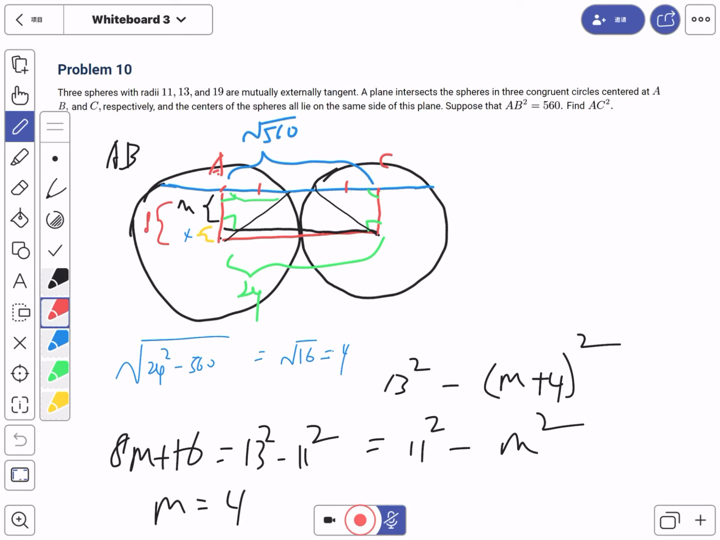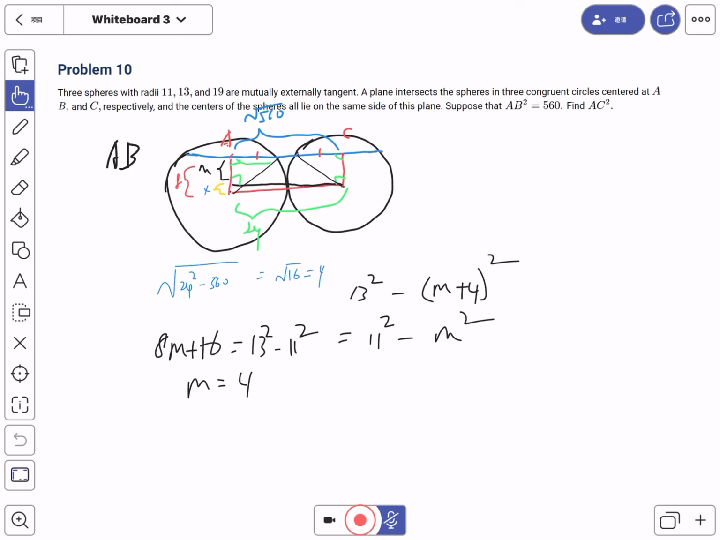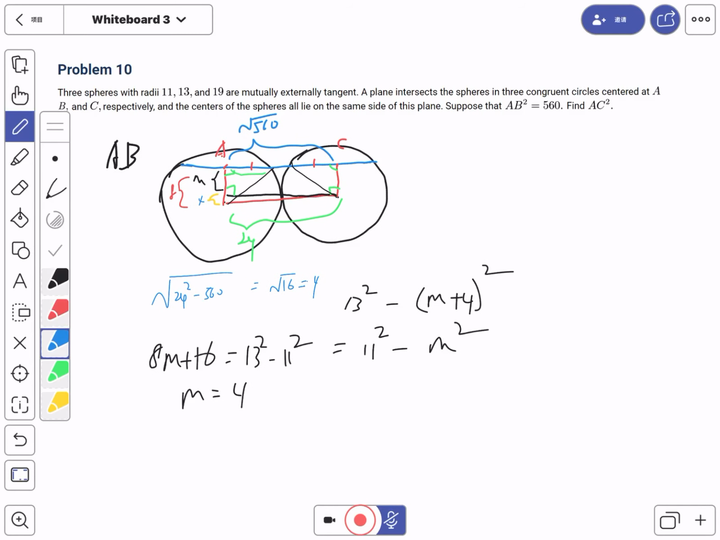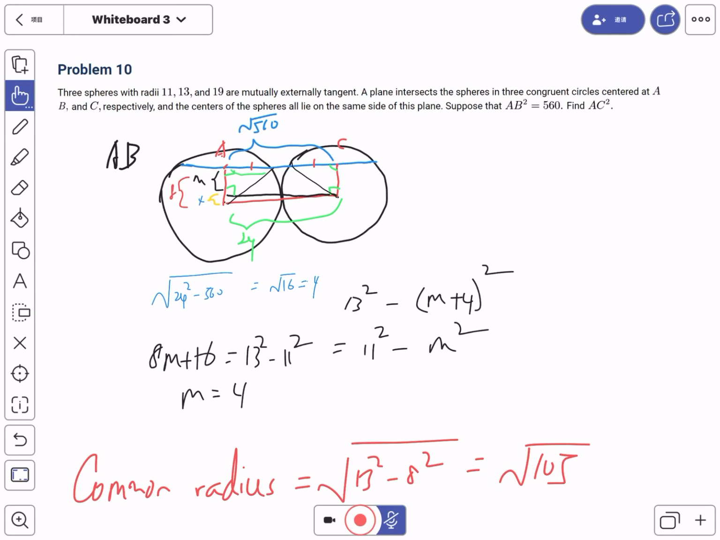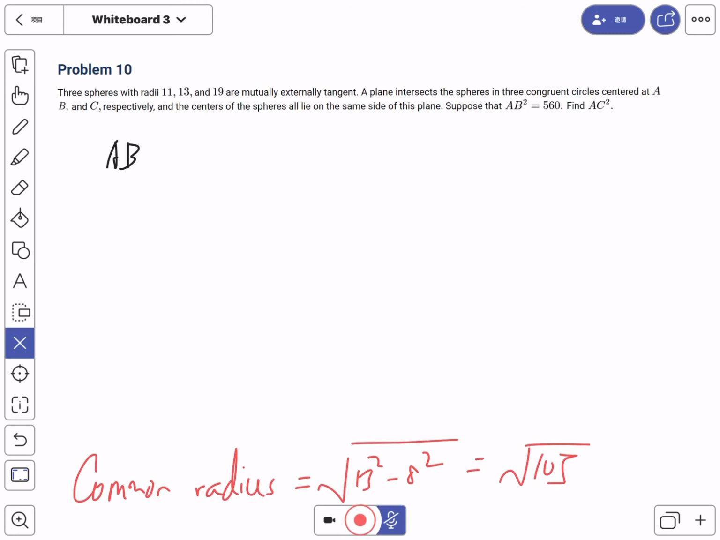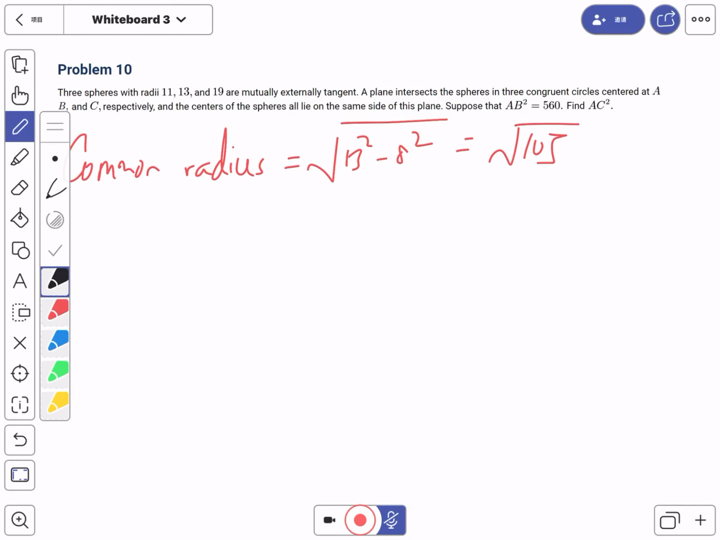Now we can find the common radius of the three circles that were cut. We just take the square root again. The common radius is equal to the square root of 13 squared minus 8 squared, which is equal to the square root of 105. So now we don't even need this cross section, because we can take the cross section of AC. Now we're going to draw another two spheres.